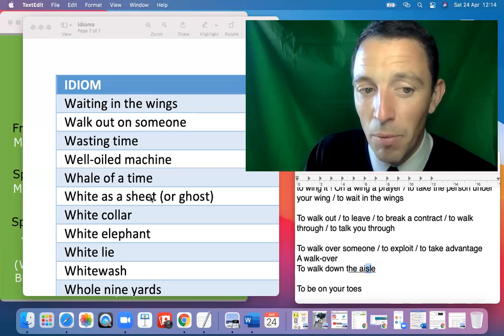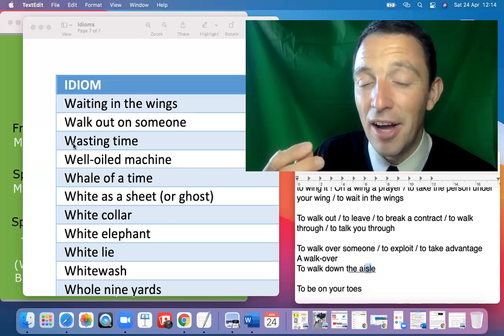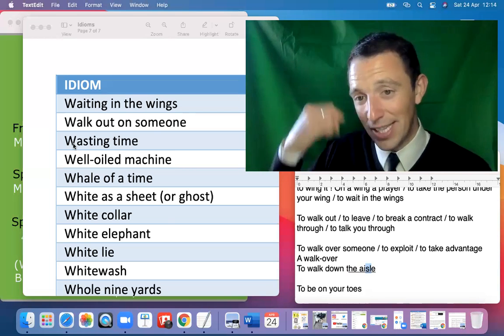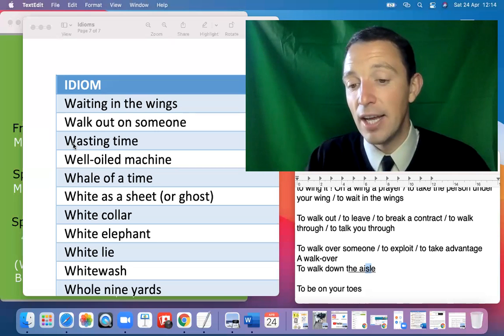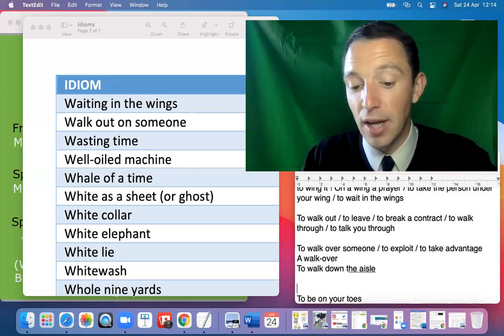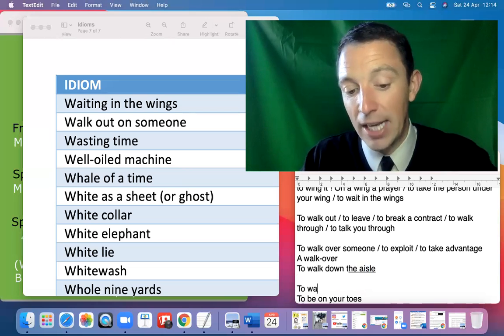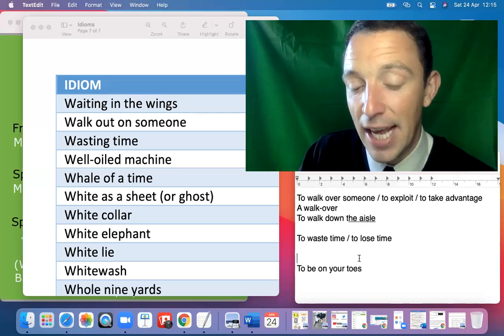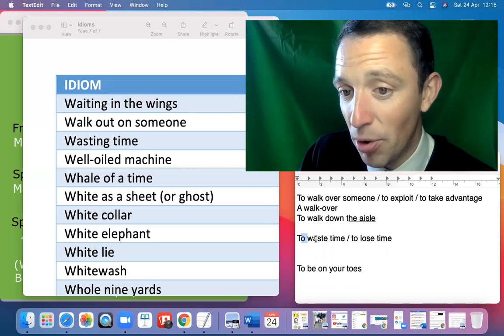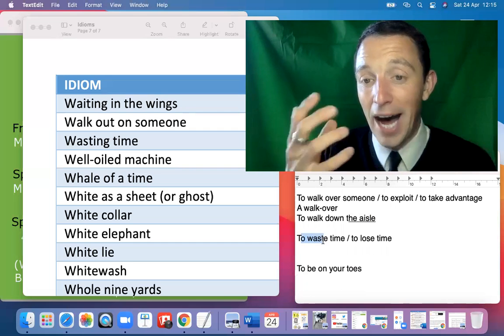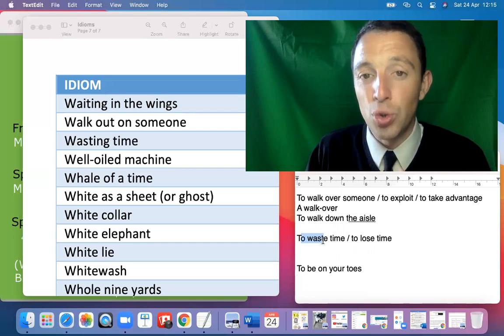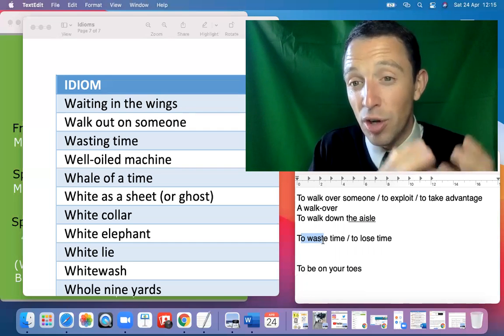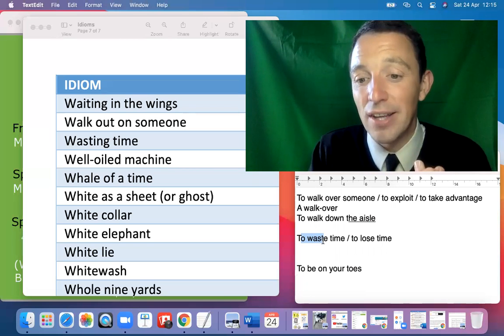Wasting time is no problem. I think that's very clear. If you're wasting time, I suppose there's a difference between lose and waste. To waste time and to lose time is a bit different. So the difference is important. To waste time means that you have the time, but you do not use the time very well. So you're wasting your time. You're not using the time very well.